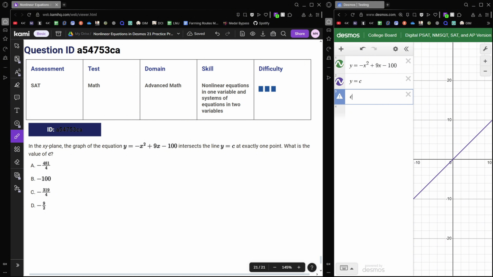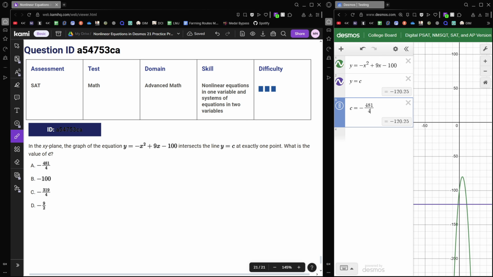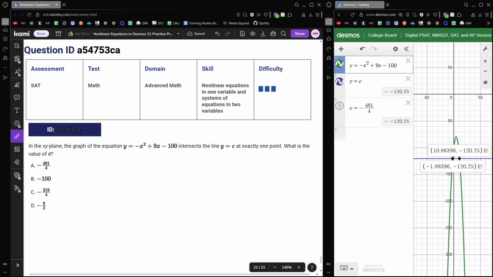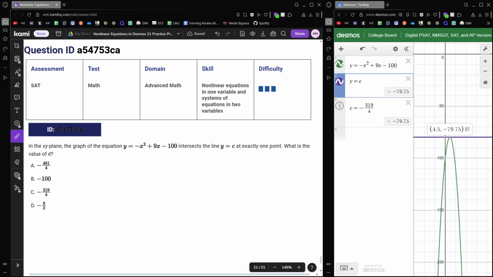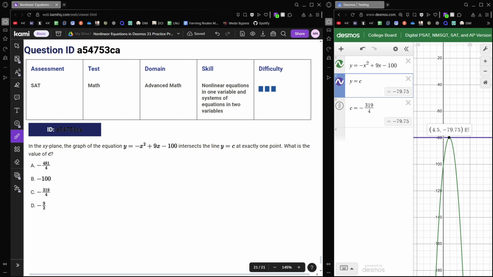First up a, c is equal to negative 481 over 4. Okay, hold on. This intersects at 2 points, so a won't be our answer. B, c is equal to negative 100. That intersects at 2 points, so that won't be our answer. C, negative 319 over 4. That intersects at exactly 1 point, so C will be our answer.